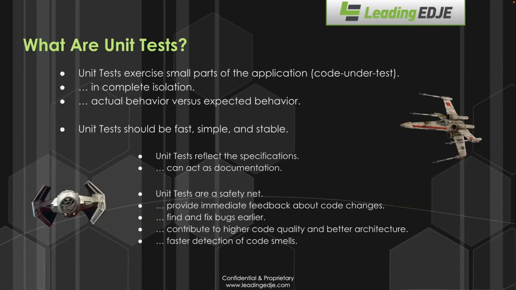So what are unit tests? Unit tests exercise small parts of the application, what I keep referring to as code under test. They should operate in complete isolation and test actual behavior versus expected behavior. Unit tests should be fast, simple, and stable. They should reflect the specifications and can be a form of documentation. They are a safety net that provide immediate feedback about code changes. They allow us to find and fix bugs earlier and allow us to contribute to higher code quality and better architecture, as well as faster detection of code smells.